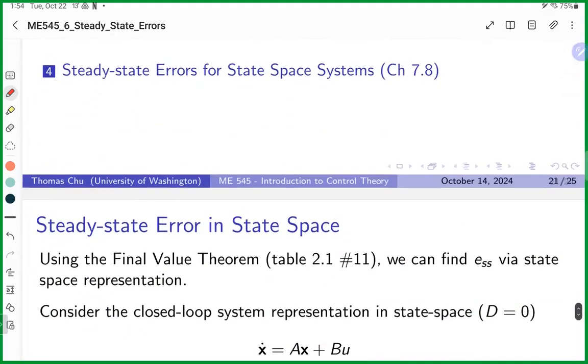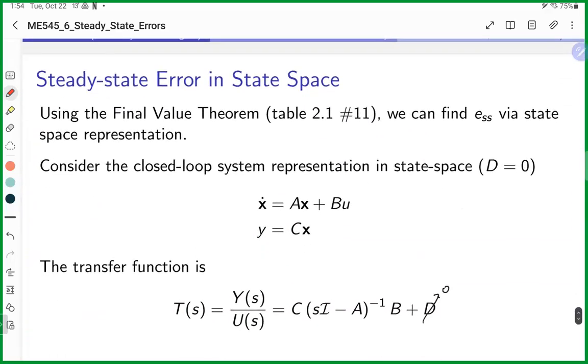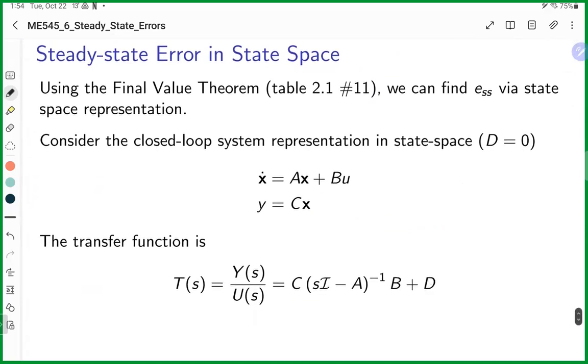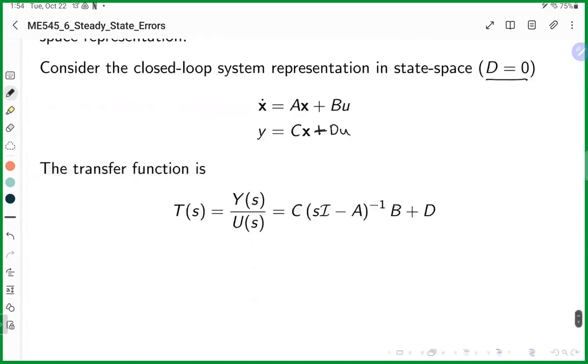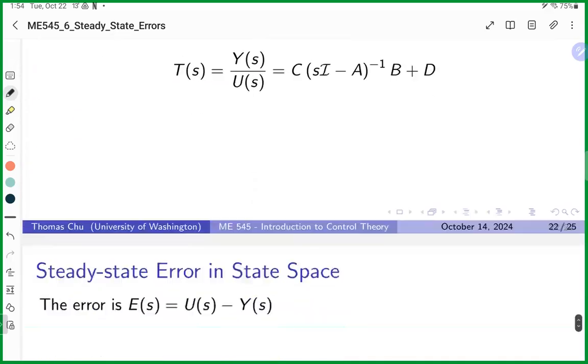So finally, we're going to talk about steady state error for state space systems. So let's say we're given a state space of a closed loop system. Then you can also use the state space representation instead to find the steady state error. So consider the closed loop system representation state space below. And here I assume D is equal to 0, but I'll actually derive a generalized form for steady state error including D. So it's going to be more generalized than in the textbook. So we have the closed loop transfer function being this definition.